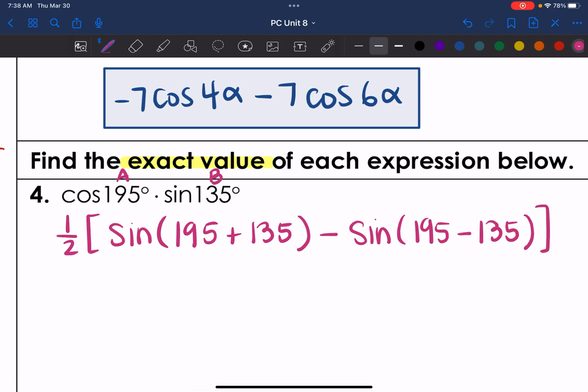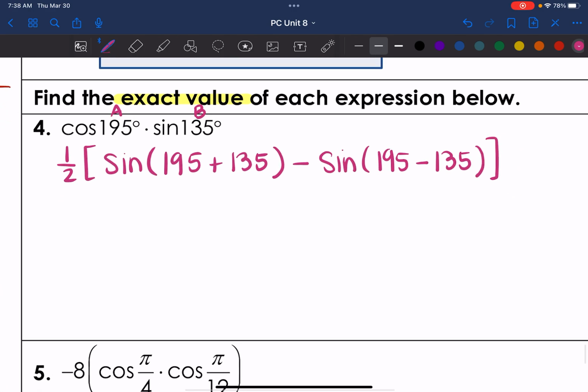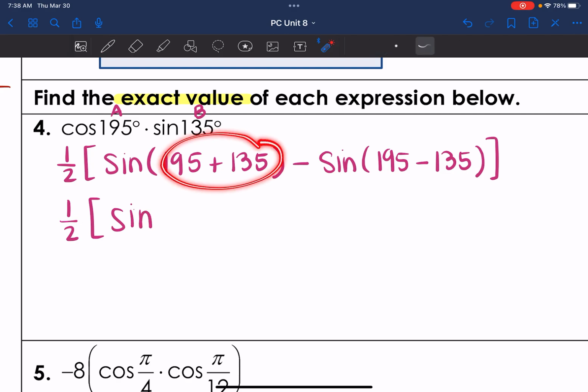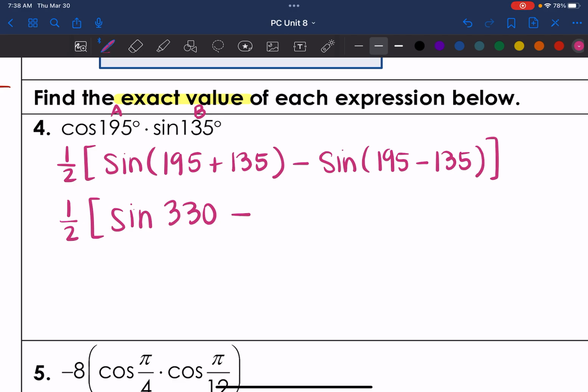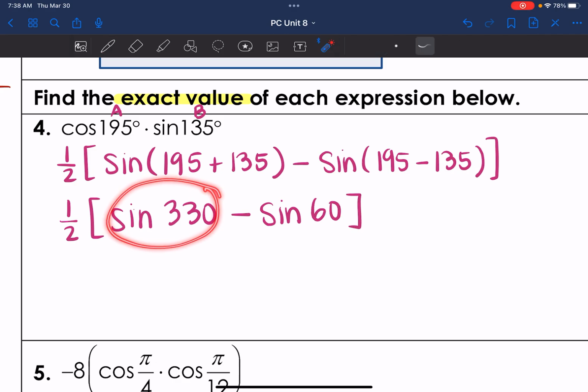Okay, so let's simplify this a little bit. So I'm going to keep this 1/2 sine, but let's actually add these two together. 195 plus 135 gives us 330. Subtract sine, and now this part, 195 minus 135 gives me 60. Okay, so now sine of 330 and sine of 60, those are on the unit circle.